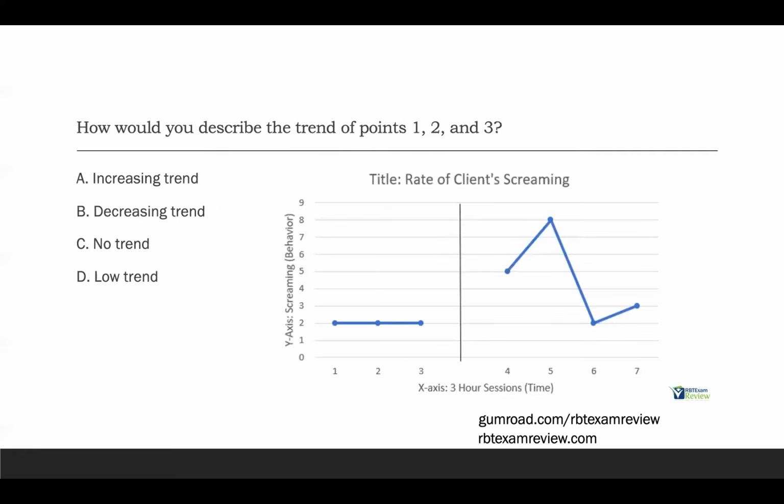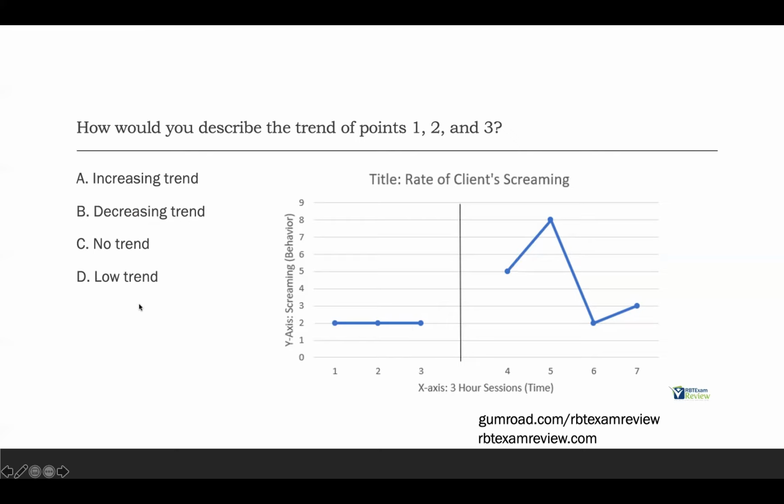All right, simple graphing question. How would you describe the trend of points 1, 2, and 3? Okay, remember, what do we say about trend, right? Trend is the direction the data points are going, right? Data points can go up, data points can go down, data points can go nowhere, okay? And that is our trend. So let's look at our data points 1, 2, and 3. Data point 1 is on 2, data point 2 is on 2, data point 3 is on 2. What direction is the data going? Is it increasing or decreasing? No, it's not doing anything, right? Therefore, what? It's no trend, okay?